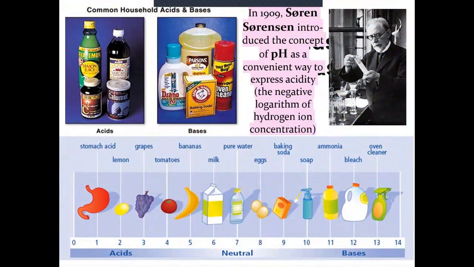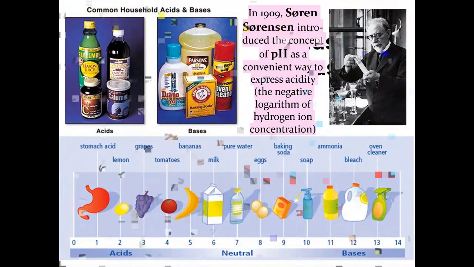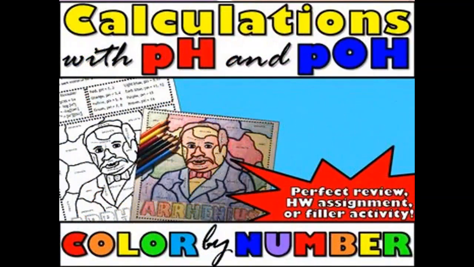Eggs would be fun to check, the yolk as well as the egg white. I don't have eggs in my house. And if you want, you can buy chemistry coloring pages and color by pH, which is really cool.